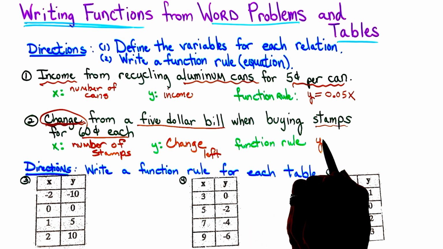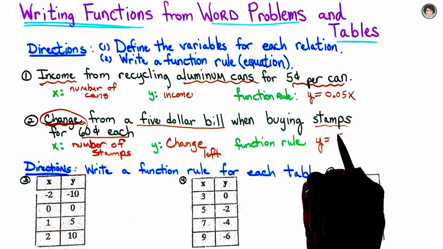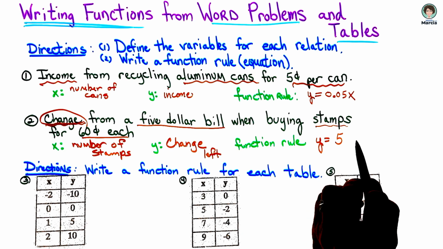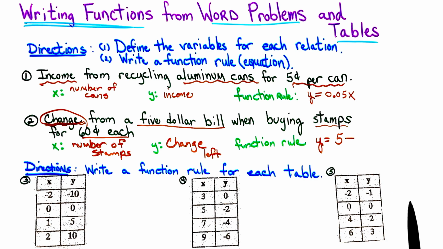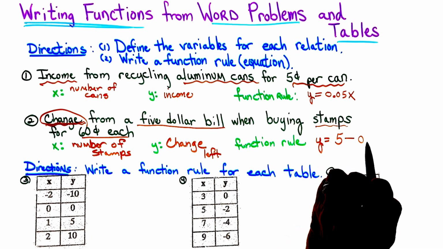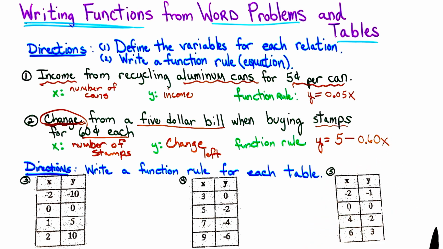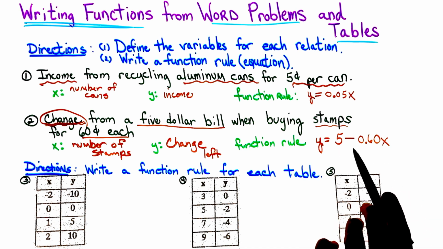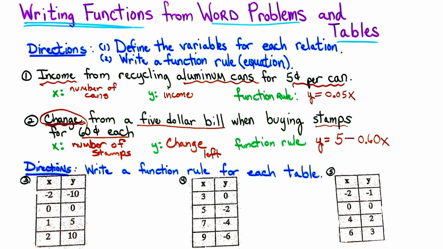So Y is equal to, remember, we start with $5. So 5 represents $5. You don't put the dollar sign. You don't put the 2 little zeros for no cents. We're subtracting every time we buy a stamp. We're going to subtract 60 cents. And there's our X. So if I only buy 1 stamp, it's $5 minus 60 cents. If I buy 2 stamps, it's $5 minus $1.20. So that would be our function rule.